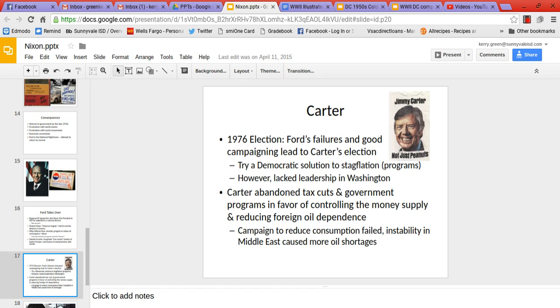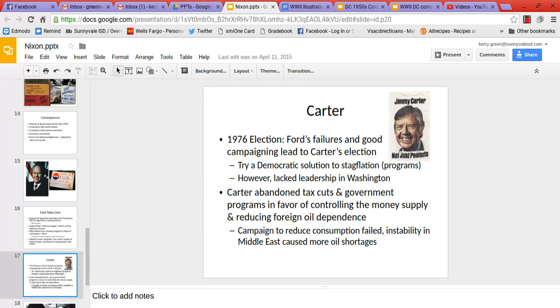Is that because the Democrats in Washington didn't respect him? Is that because the Republicans just didn't feel like they needed to work with him? Is that because the American public was so fatigued? It's hard to know exactly. But he ends up not being able to do very much.